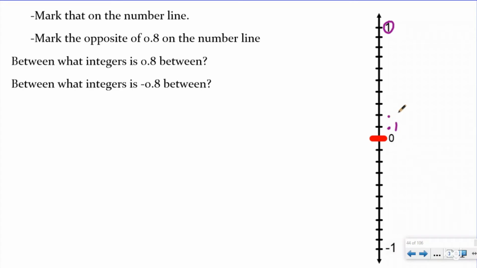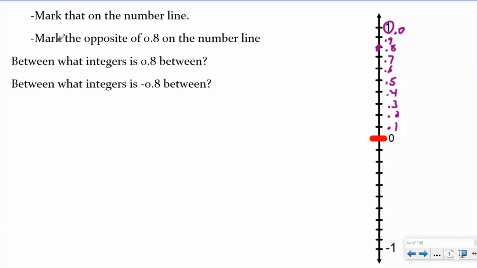So here's 1/10, here's 2/10, 3/10, 4/10, 5/10 or 1/2, 6/10, 7/10, and here would be 8/10, 9/10, and then 10/10 would be 1 whole, right? And so if I want to graph 8/10 on the number line, I would start at 0, and because it's positive, I'm going to be counting up, and I would graph it right here at 8/10.